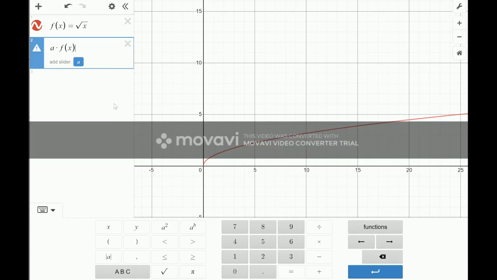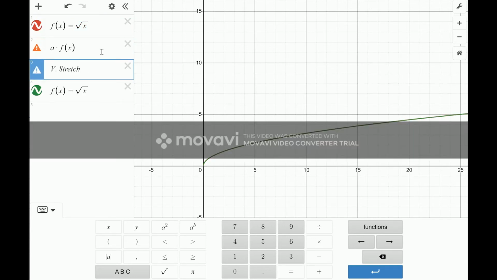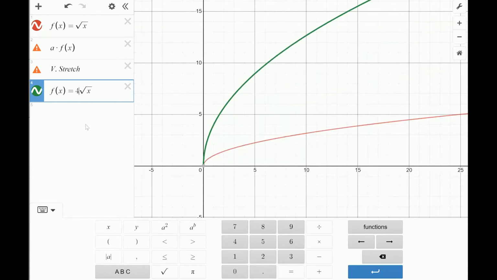All vertical stretches or shrinks occur on the outside of the radical. So what that means is you take all of f of x, or this entire section here, and you multiply it by some number. That means the number is going to go on the outside. Let's start off with vertical stretch. A vertical stretch means the number is on the outside of the radical, and it's also greater than 1. So you can see here, as I increase the number, it gets stretched vertically more and more and more.